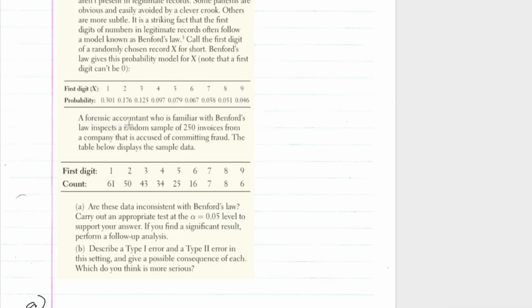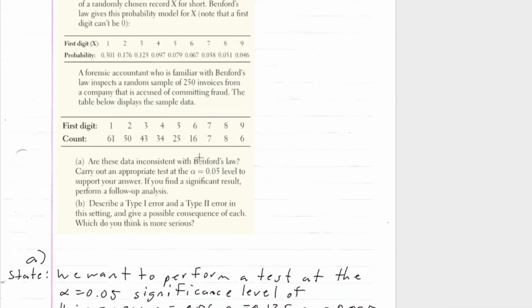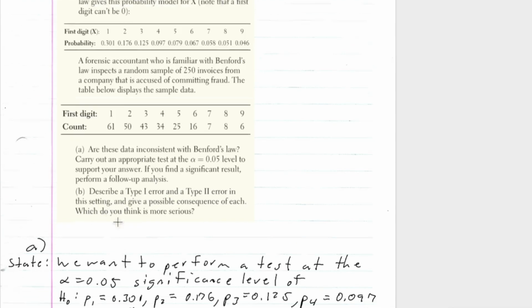A forensic accountant who is familiar with Benford's law inspects a random sample of 250 invoices from a company that is accused of committing fraud. The table below displays the sample data. So out of the 250 invoices, 61 of them had a first digit starting with 1, and so on. Are these data inconsistent with Benford's law? Carry out an appropriate test at the alpha equals 0.05 level to support your answer. If you find a significant result, perform a follow-up analysis. Describe a type 1 error and a type 2 error in this setting and give a possible consequence of each. What do you think is more serious?